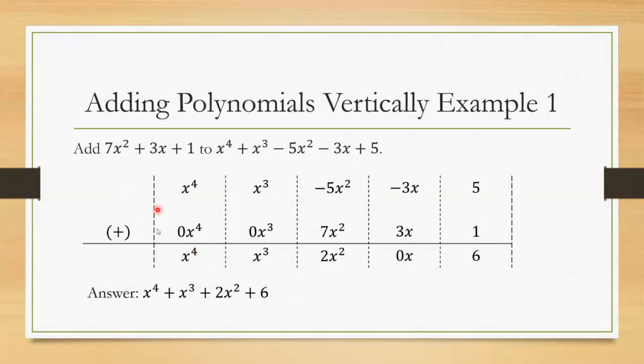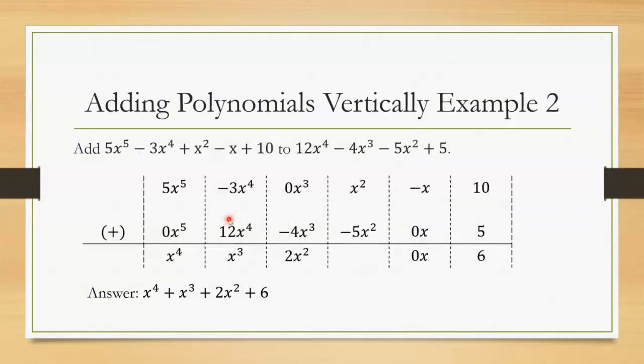Again, the whole idea is you're going to make these columns. One polynomial is going to be the top row, so to say, and the other polynomial goes in second. Like terms go in the same columns. Keep the negative signs with the terms. And you can use zeros as placeholders. So that's one example. Here's another one.